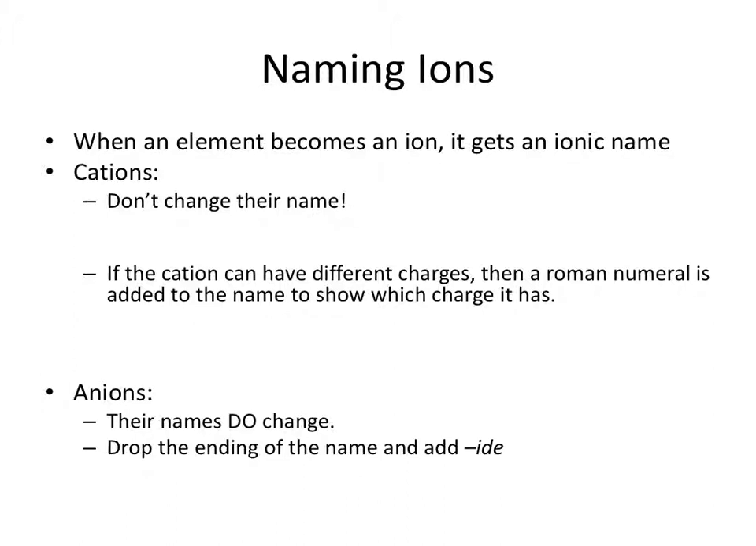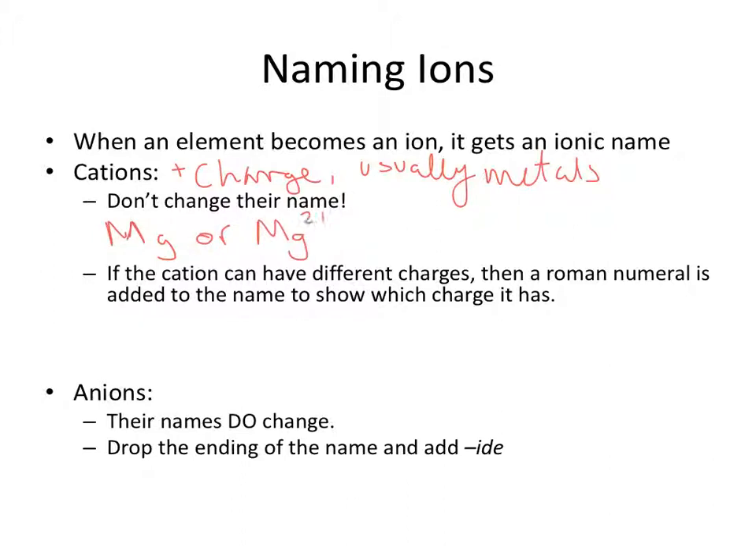So let's first recall what cations are. Remember, these are positively charged, and so they'll usually be metals. Actually, almost always metals. All right, so these don't change their names. For example, if you have magnesium, the metal, or magnesium, the ion, you call them both magnesium.